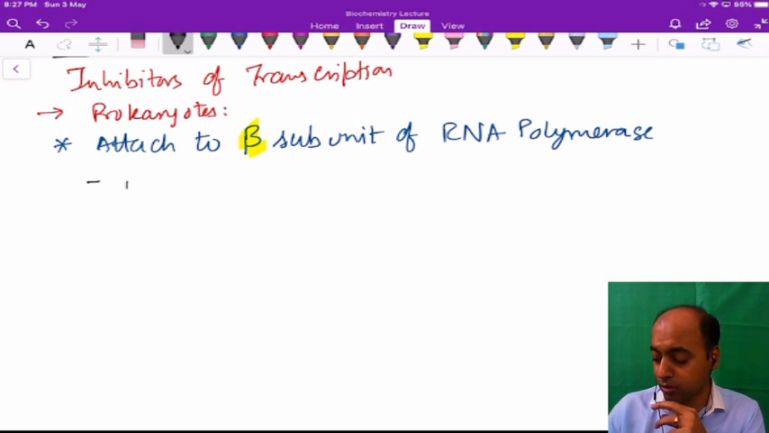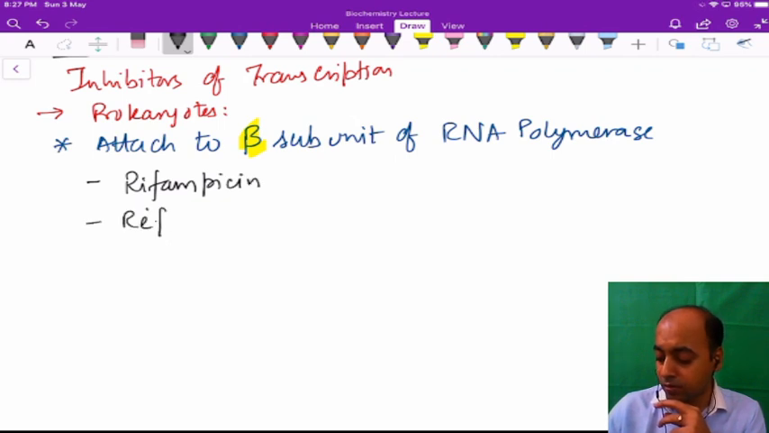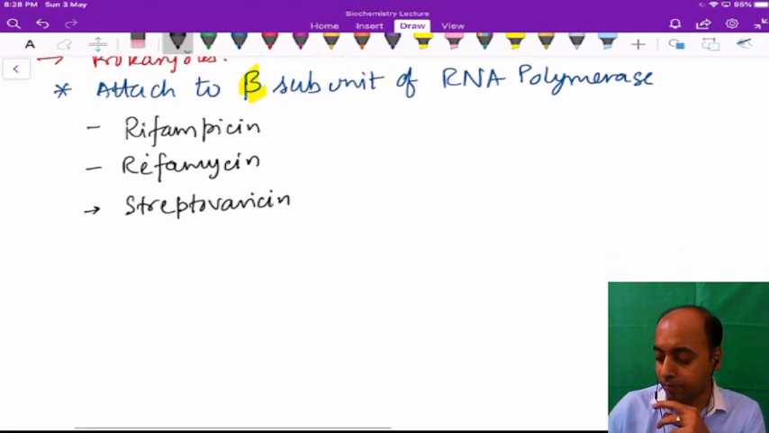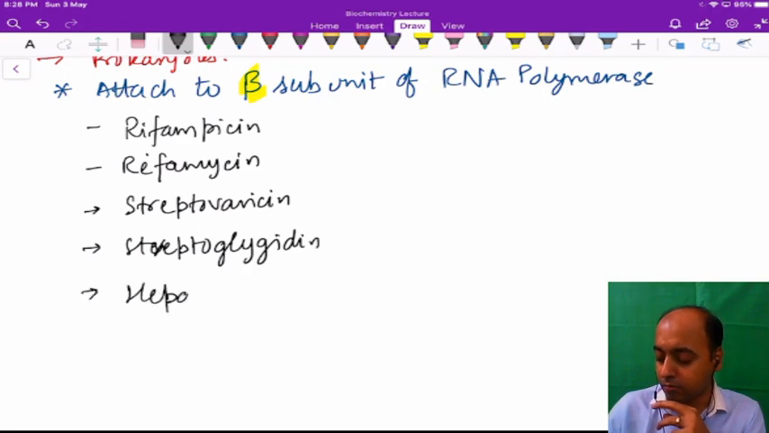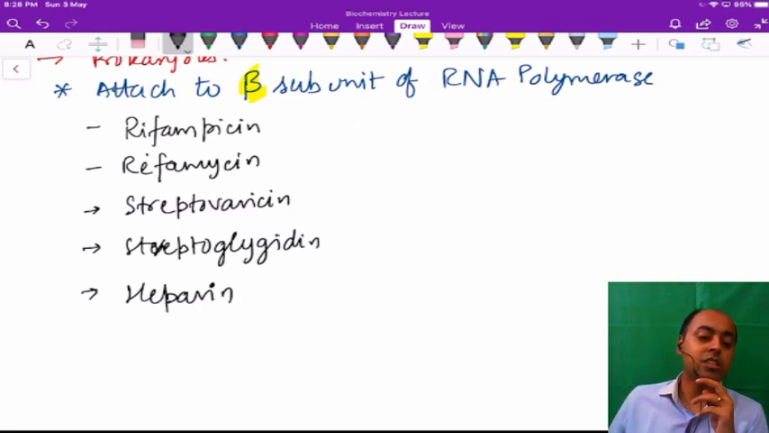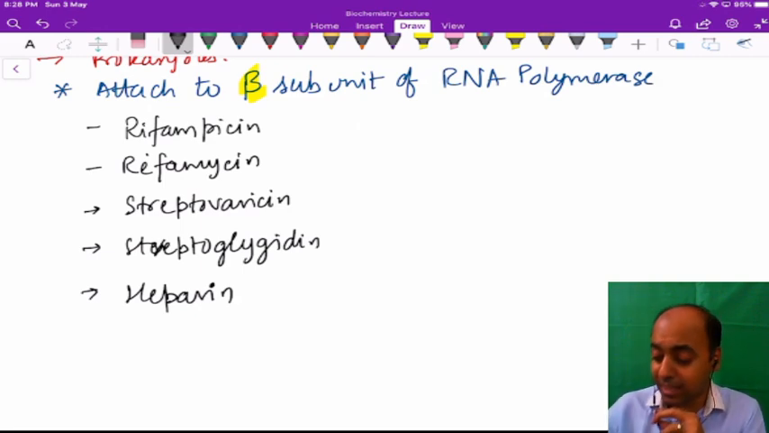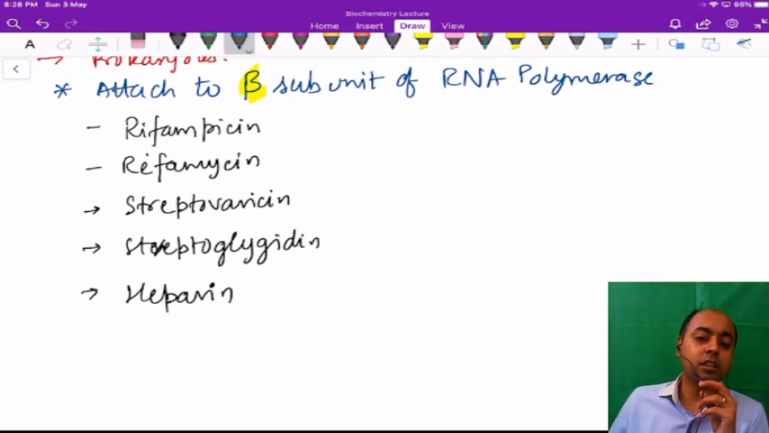These include rifampicin, rifamycin, streptovaricin, streptolydigin, and even heparin. So these are some of the molecules which attach to the beta subunit of RNA polymerase, and thereby they are able to inhibit the transcription.